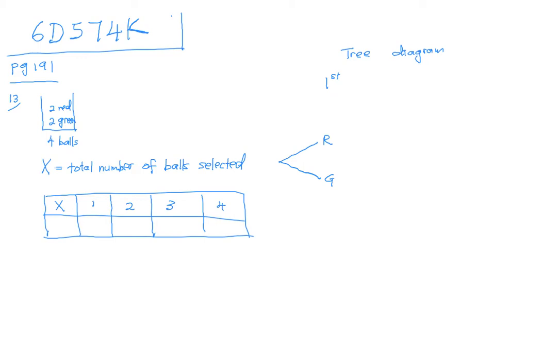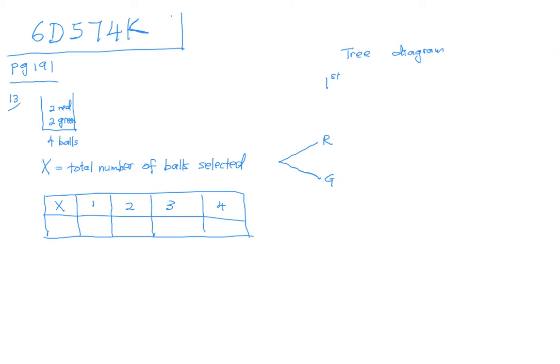No. They say balls are randomly selected without replacement until a green ball is selected. Listen, until a green ball is selected. And X denotes the total number of balls selected. So we are talking about until a green ball is selected. Can anyone tell me whether the possible values of X that I have here are right or wrong? Okay, never mind.